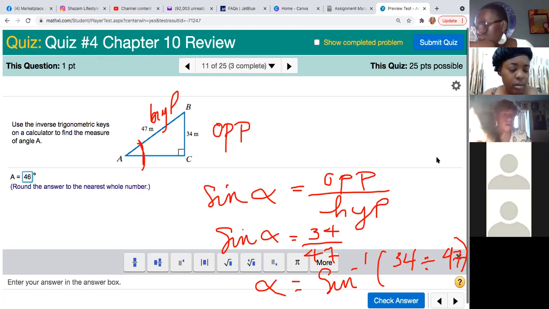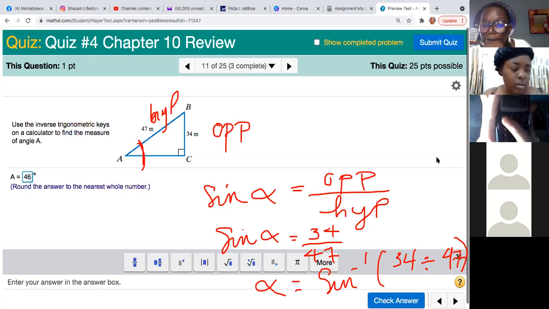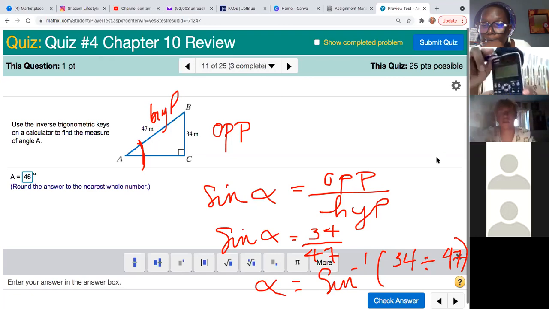Carter, what's going on? Where's the shift button? You don't have a shift key. You have a second key, that blue button on your calculator. All right, push this and then do the sine. And then put your numbers in there, your small number divided by your large number. Okay. Monica, what was it?